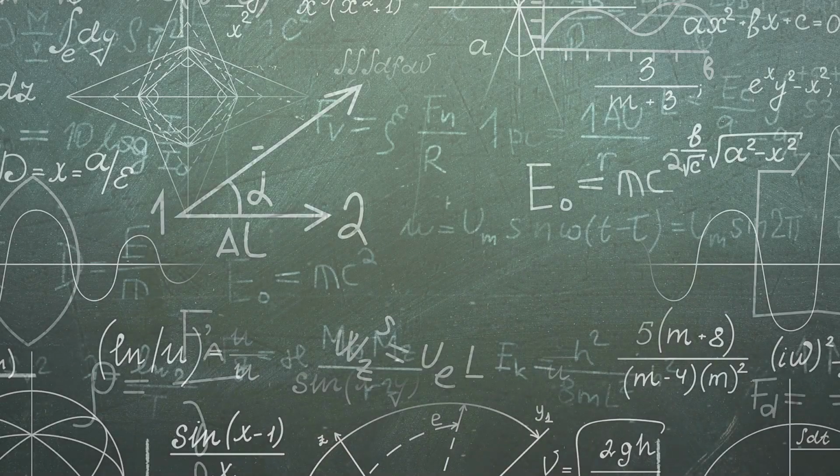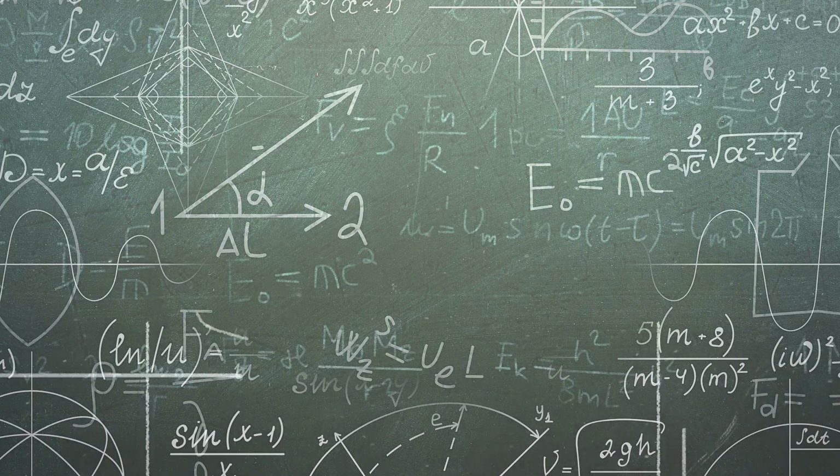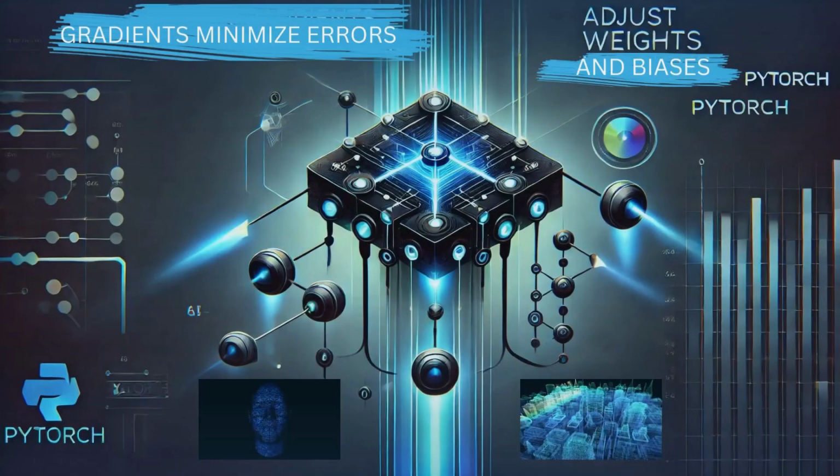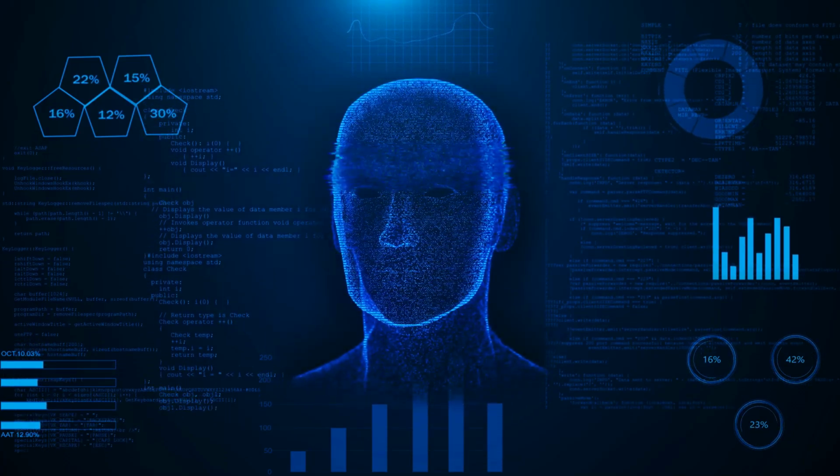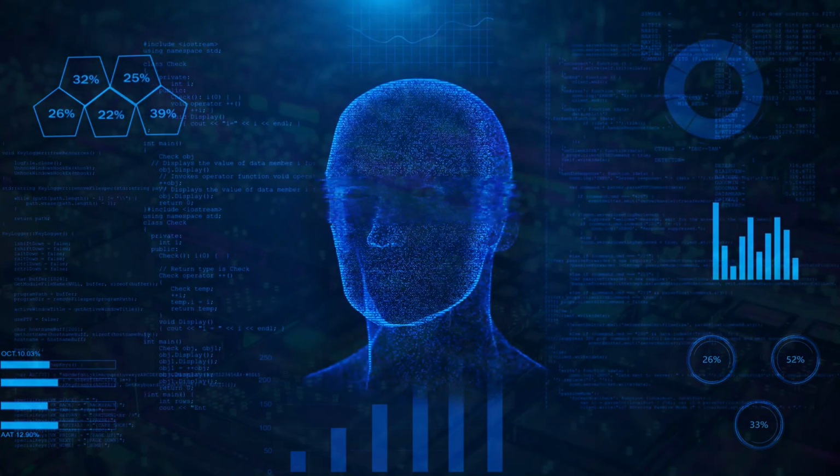It automatically calculates gradients crucial for neural networks. Gradients guide us in adjusting model parameters to minimize errors. With AutoGrad, PyTorch handles the heavy lifting, letting us focus on model design and training.